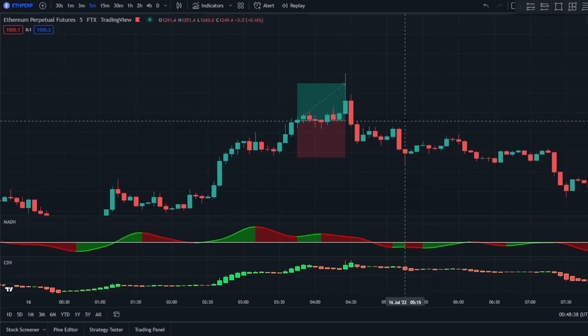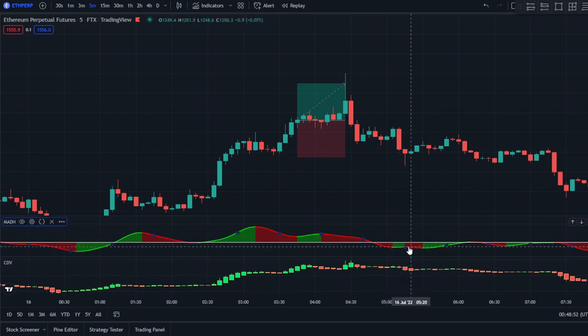So yeah, that is it. Now we're gonna look at the short position. How do we take short positions? So we have the crossover of the red below the zero line. This is your first red signal, it turns green, and it turns red again. So this is your second signal.